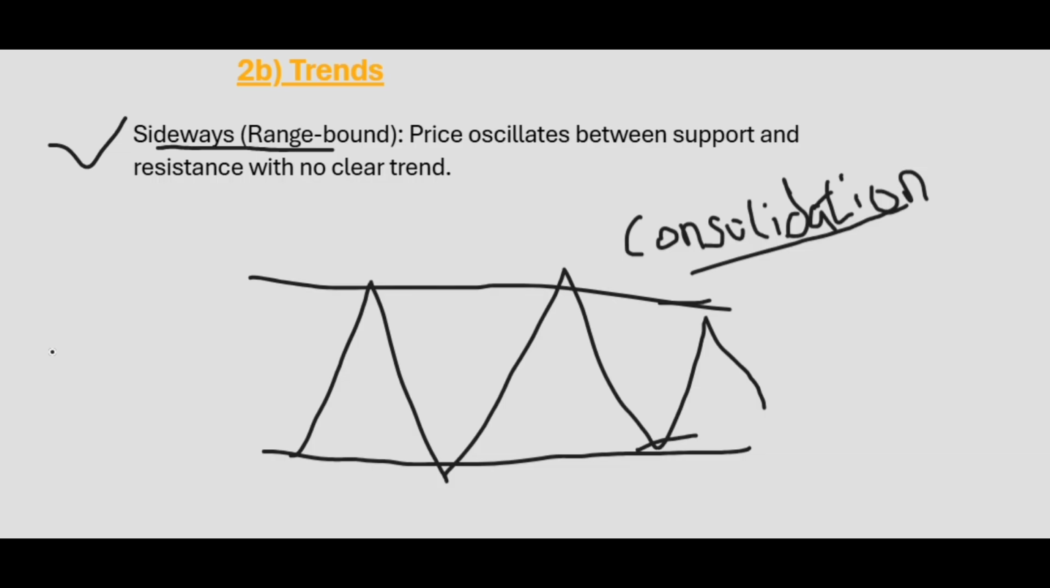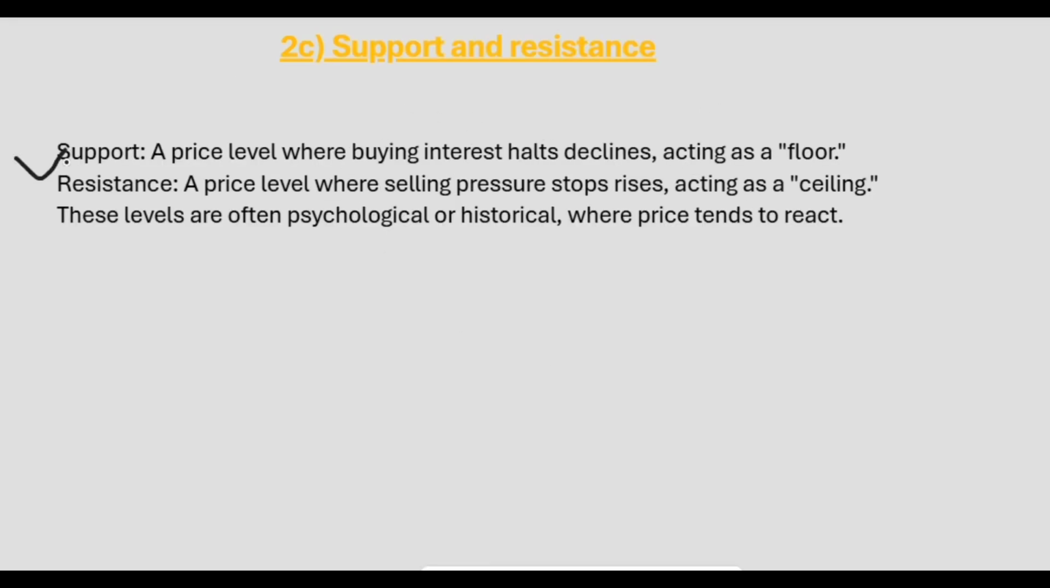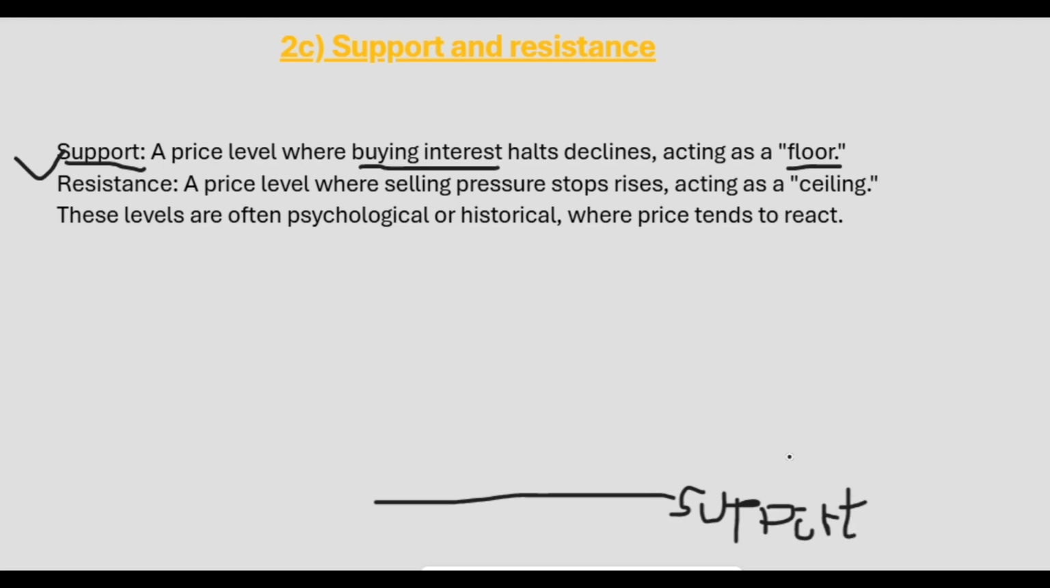Let us now look at support and resistance, a key component of market structure. In market structure in Forex, we have support and resistance. Support is a price level where buying interest halts a decline, acting as a floor. This one is a floor, and we call it support. It is where buying interest starts to come in, or where we start to look for buying opportunities.